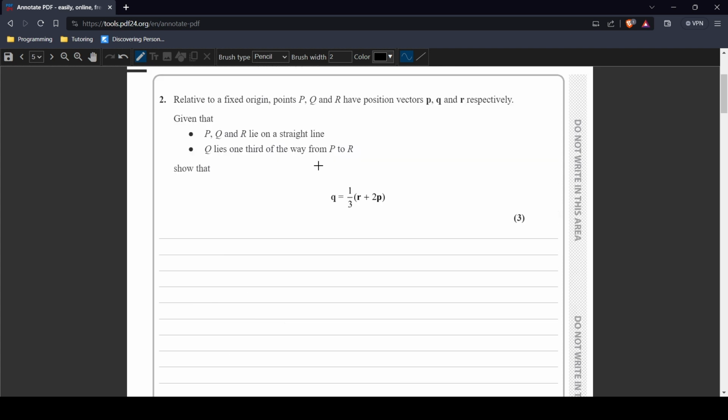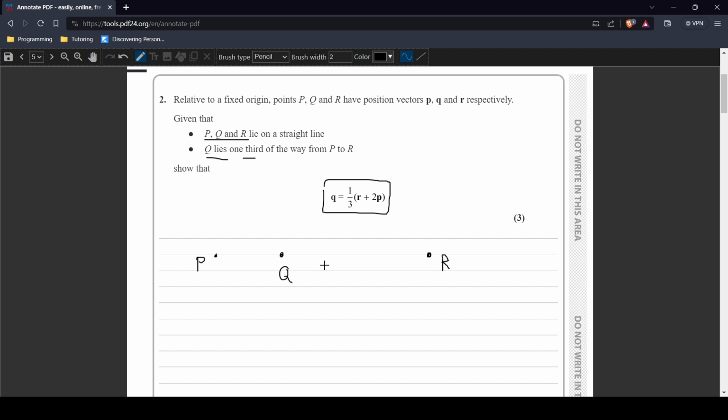Our final question today is a relatively simple one compared to the previous questions. So we are given 3 points P, Q and R that lie on a straight line, and also Q lies 1/3 of the way from P to R. So if this is the point R and this is a point P, then Q is somewhere over there. Okay, and we just need to show that the position vector of Q is this expression, 1/3 of R plus 2P.